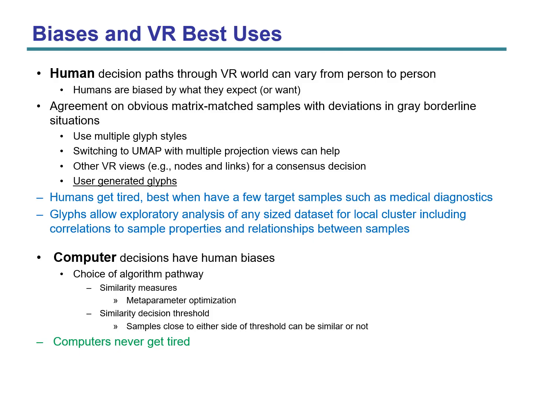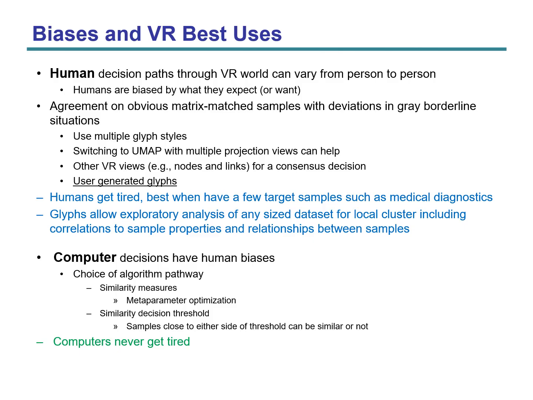The last item I'll touch on are the biases and where best to use VR. Different humans are going to have different decision paths through the VR world, and just as likely the same human, but on a different day, is going to have a different path through the VR world. And these are our biases. As we've seen, the obvious matrix match samples, nobody disputes that. And the obvious non-matrix match samples, no one disputes that. The hard ones are the gray borderline situations.